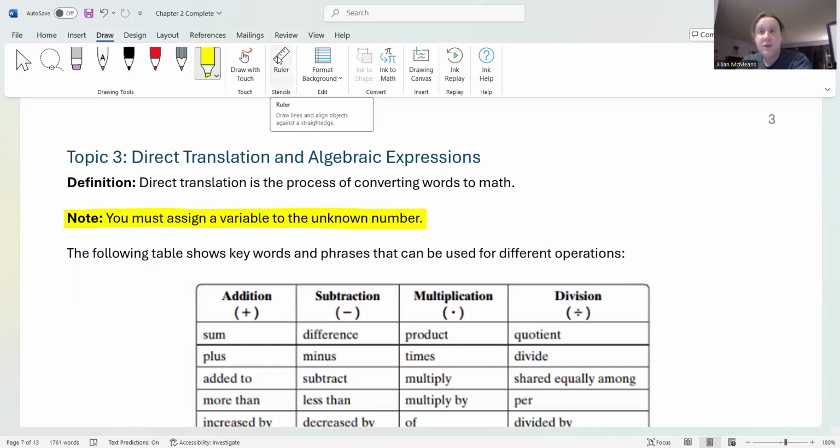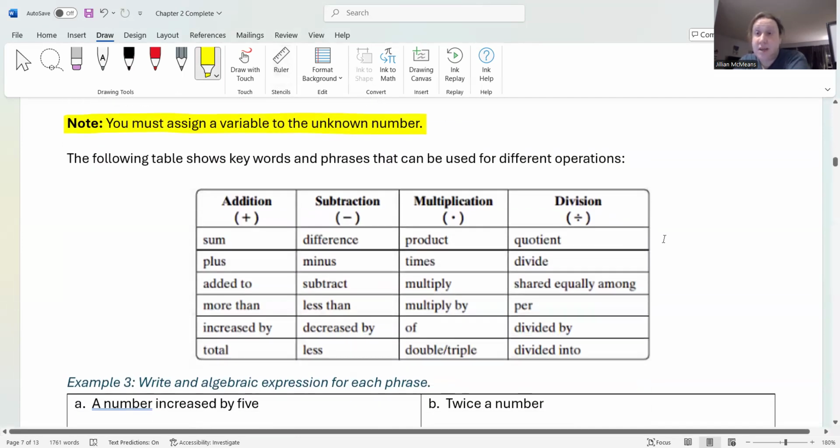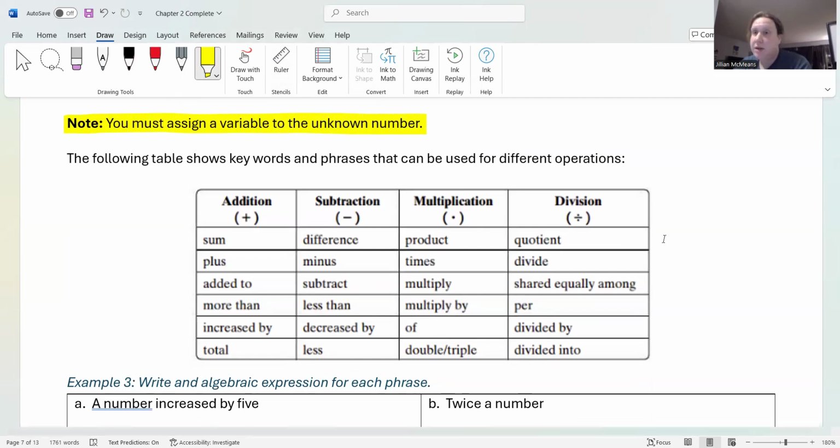In the previous chapter, you did see this table. The following table shows keywords and phrases that can be used for different operations. This is not a complete list. It's just a list of really common words and phrases that can be used to indicate addition, subtraction, multiplication, and division. So let's take what we already know about problem solving and throw it into this new world of algebra.